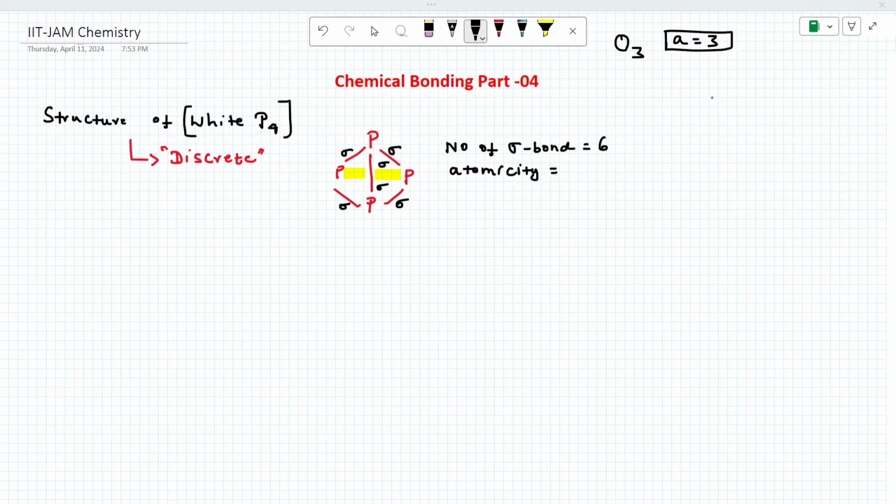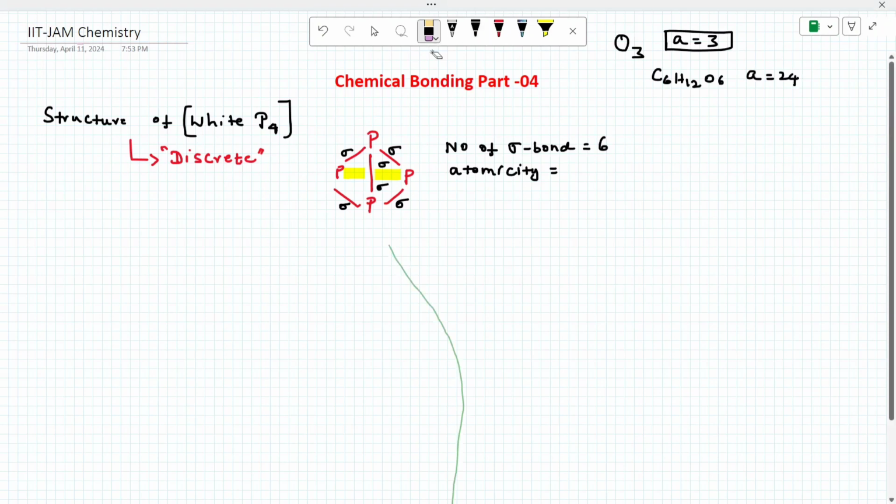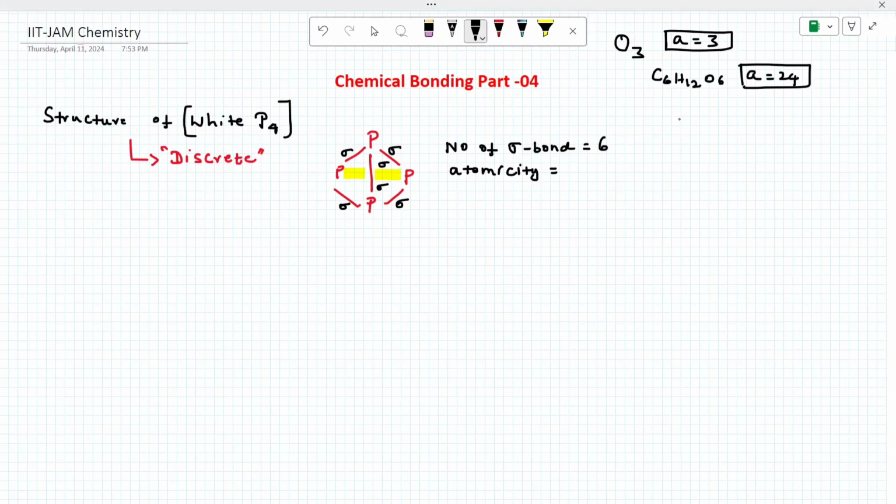Similarly, for example, I take C6H12O6. What is the atomicity? 24, right? Atomicity 24. What does atomicity mean? The number of atoms in the molecule. White phosphorus is a discrete, single unit now, a monomer.